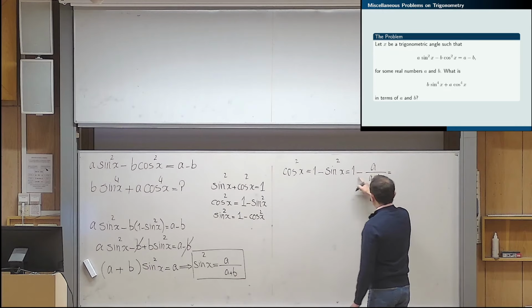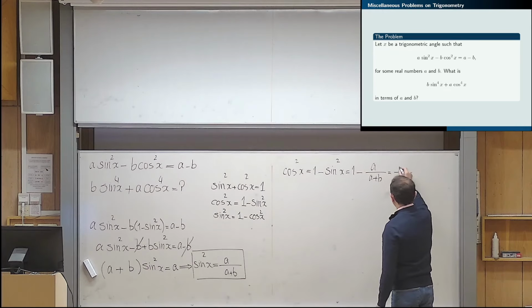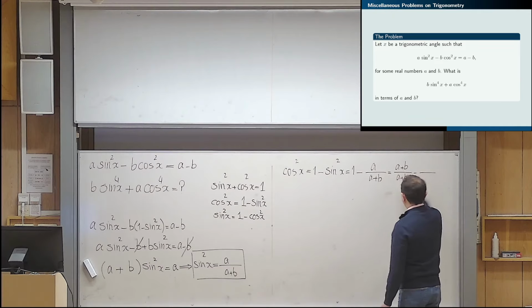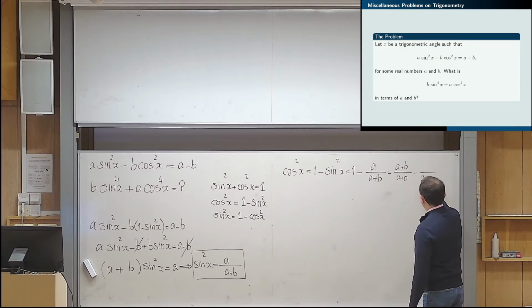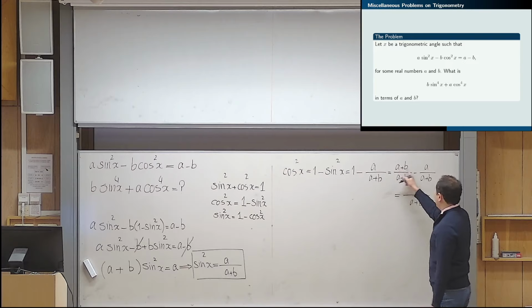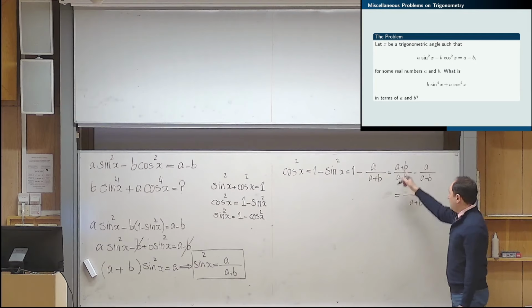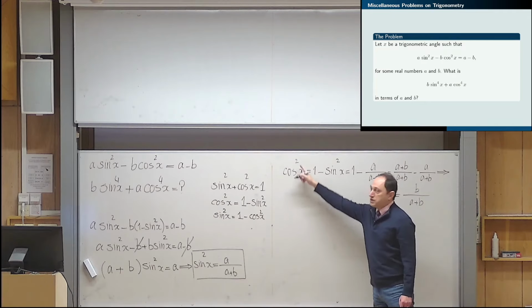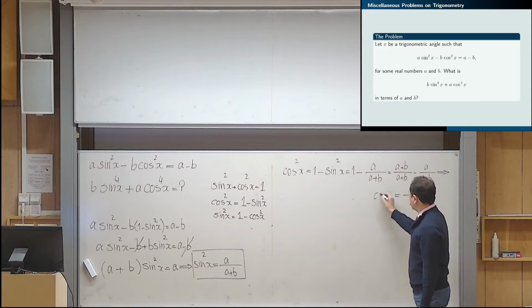And then I want to take the common denominator, so instead of 1, I write a plus b over a plus b to make the denominators the same. And then this gives me a plus b as the denominator. And then I have to subtract these two. A plus b minus a, the a's are cancelled, so b is left. So let me write it that way. So this means that cosine x squared is this expression.